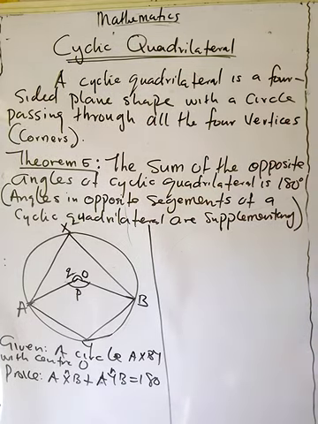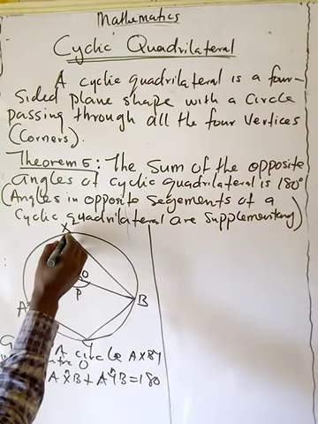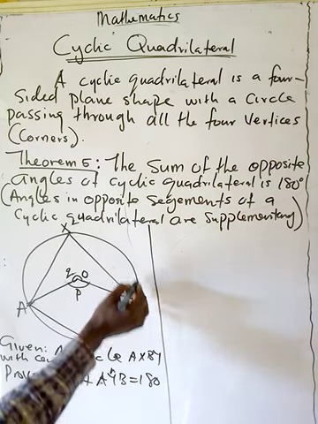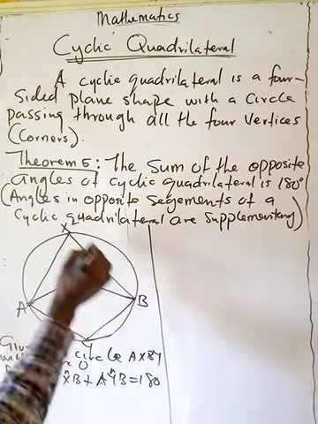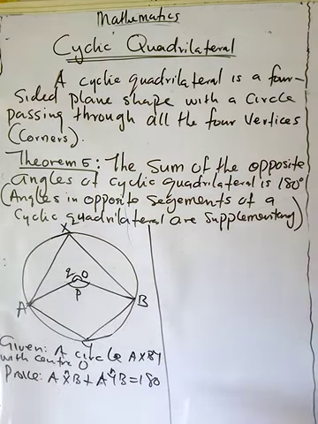Cyclic what? Quadrilateral. And what is a cyclic quadrilateral? A cyclic quadrilateral is a four-sided plane shape with a circle passing through all the four vertices, that is, all the four corners. So look at this circle here. We have one corner here, another corner, another corner, another corner. That is four corners, surrounded by the circle. So the circle is surrounding the four corners. So that's about cyclic quadrilateral.